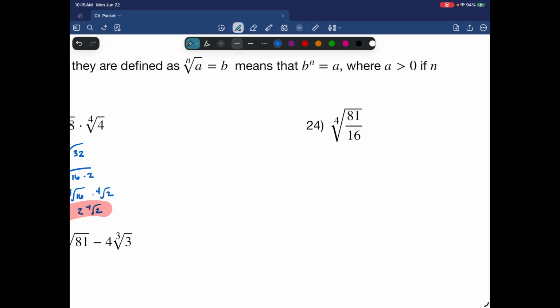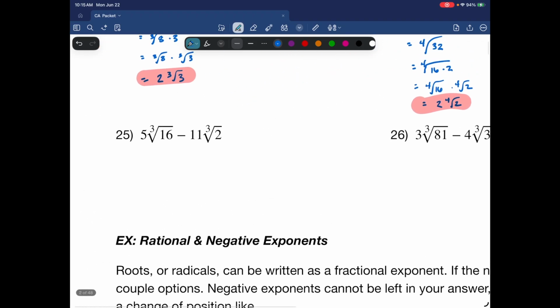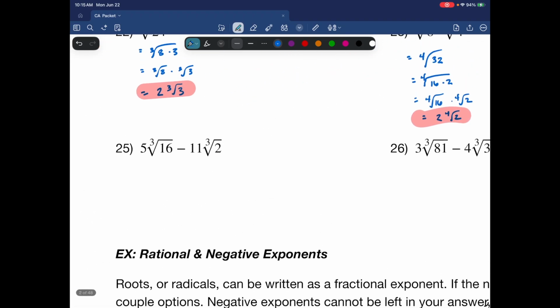24, we take the fourth root of the top and the bottom. Well, the fourth root of 81 is 3. The fourth root of 16 is 2. So easy peasy. Yeah, your calculator might be a good help for this. But another good help is just a lot of practice, getting familiar with this.